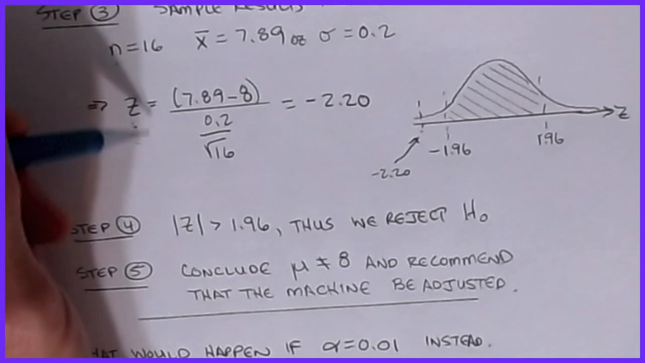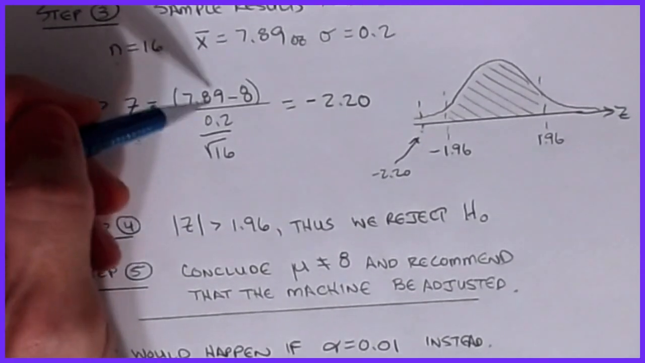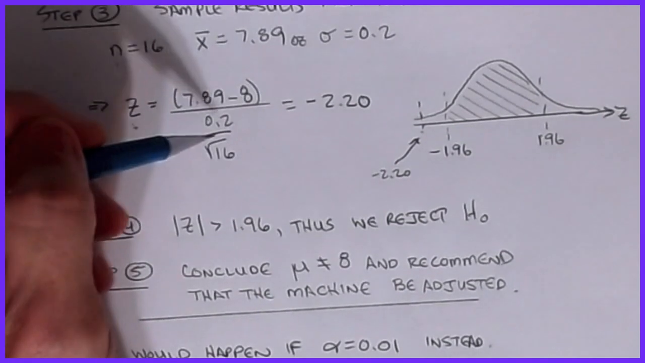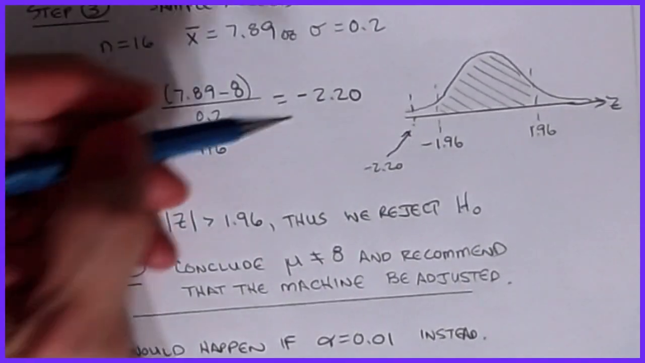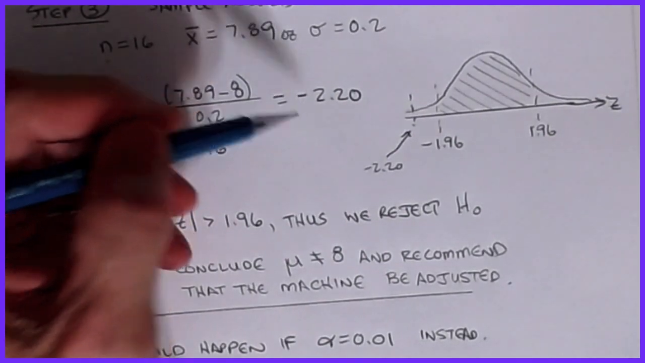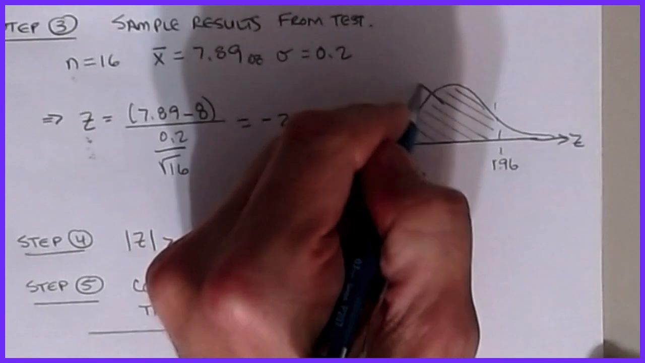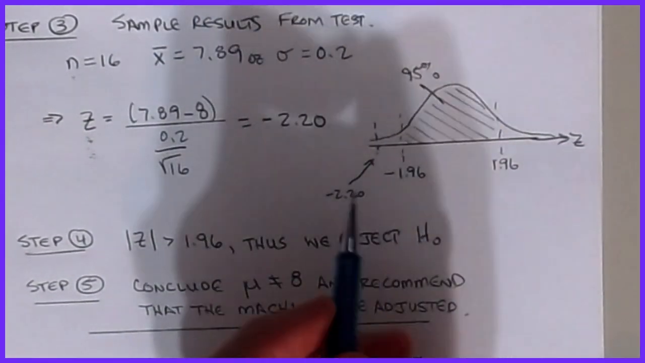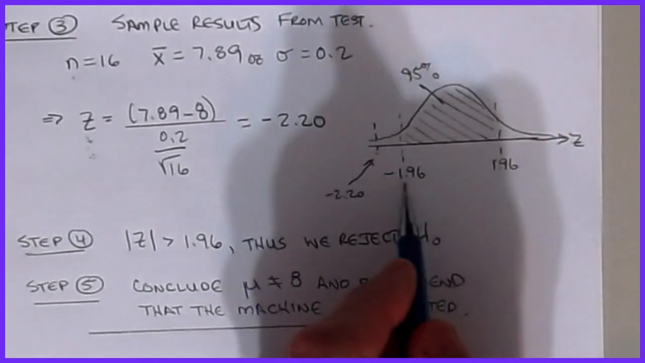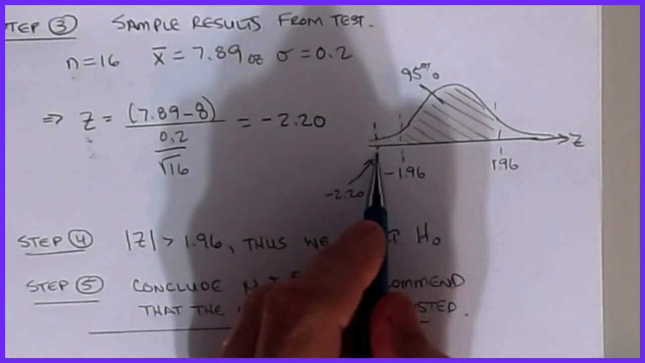So we calculate the value of the z statistic for my data point. That's 7.89 minus 8 all over 0.2 over the square root of 16, which is equal to minus 2.20. And if we look at our bell curve, where we said this was 95% and our range was from 1.96 to minus 1.96, we see that the statistic for this value lies outside of that range.